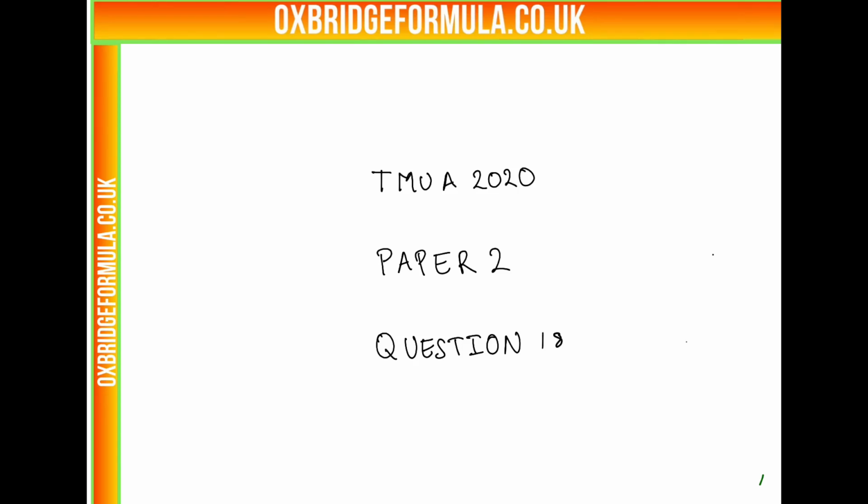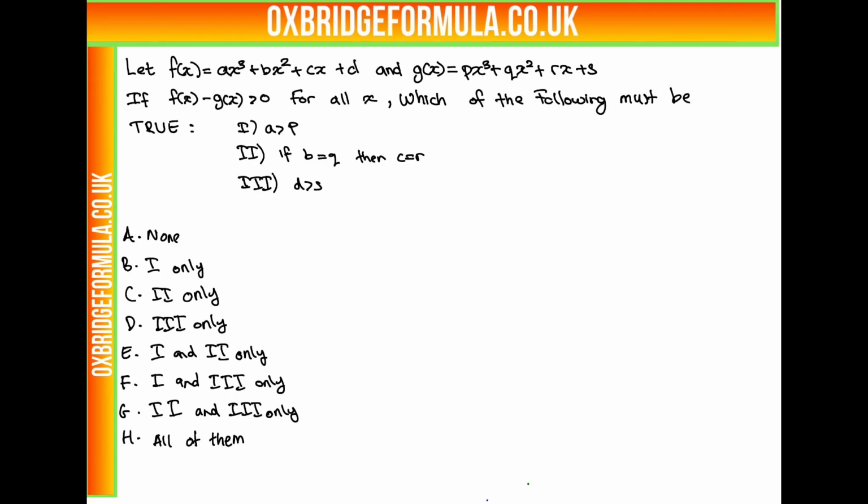This is a solution video to question 18, paper 2 from the TMUA 2020 exam. The question here is about two cubics, f of x and g of x. They are general cubics with coefficients a, b, c, d, and p, q, r, s. And then we're told that f of x minus g of x is positive for all x, and then we're asked which of the following three statements must be true, essentially.